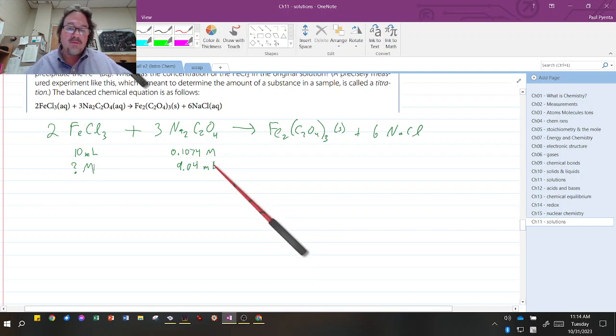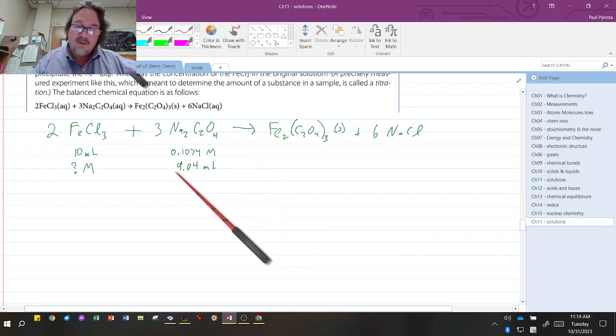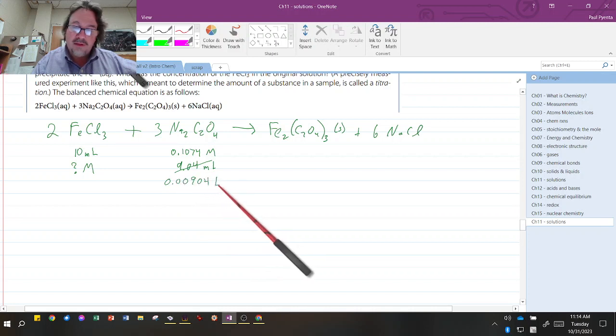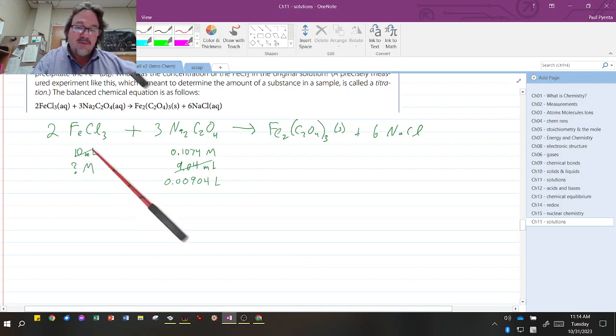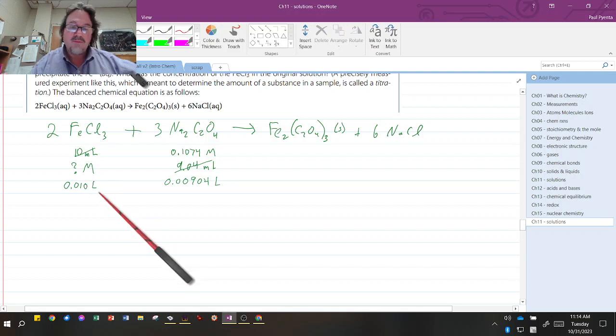Okay, first of all, these milliliters, we work in terms of liters if we're doing molarity, because here it is, molarity is moles per liter. And so I'm going to cross that off and write that as a liter, 0.00904 liters. Just move the decimal 3 spots. Same thing here, this 10 milliliters, that's the same thing as 0.010 liters. Right. Just trying to get my units in order.